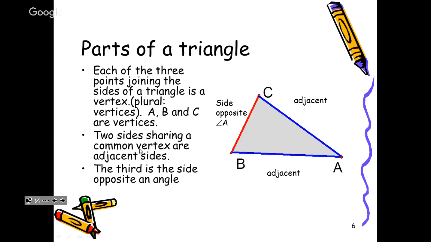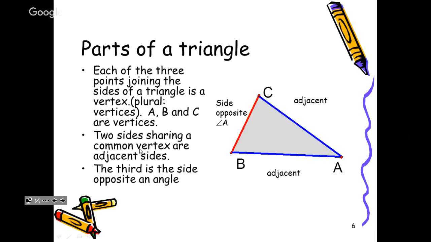The side that is not touching A would be called the opposite side, or the side opposite of angle A. And we can do that for any vertex. It doesn't matter if we're doing it for C or for B. Whatever angle we're talking about, there's always a side opposite, and it's the side that doesn't touch that angle or that vertex.